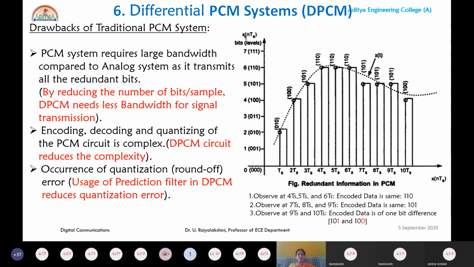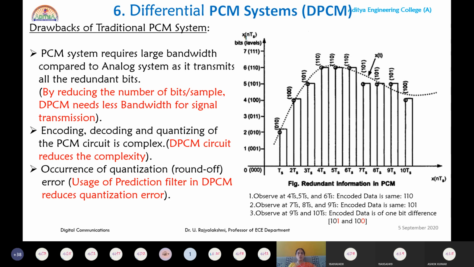Now that error can be reduced by making use of a prediction filter in the DPCM circuit. In the DPCM circuit, you are using a prediction filter. That prediction filter will reduce the quantization error that occurs in the case of PCM. Okay, these are the three drawbacks of traditional PCM, and we have even observed how we can overcome them by using differential PCM.